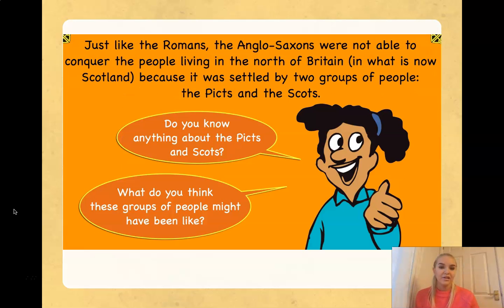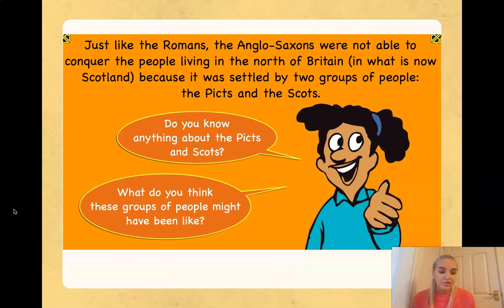Wow. Just like the Romans, the Anglo-Saxons were not able to conquer the people living in the north of Britain. So way up here, that was called Scotland and it is now Scotland.